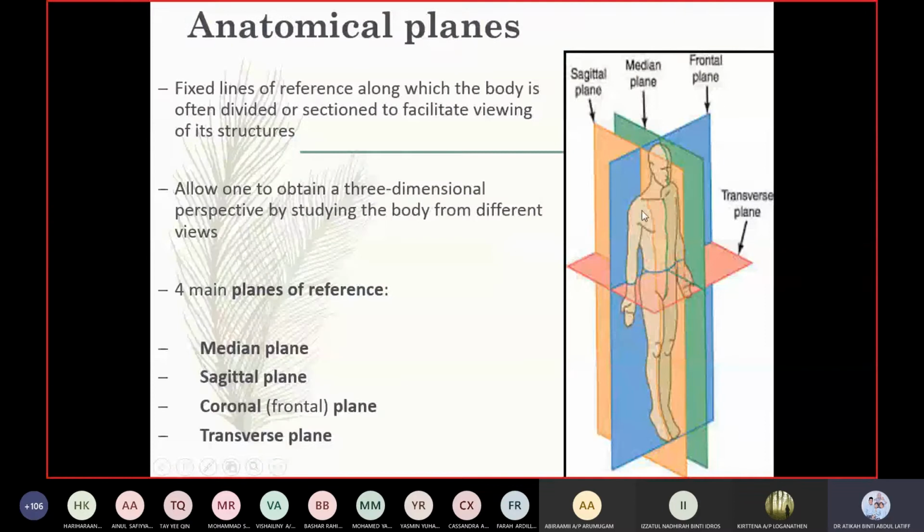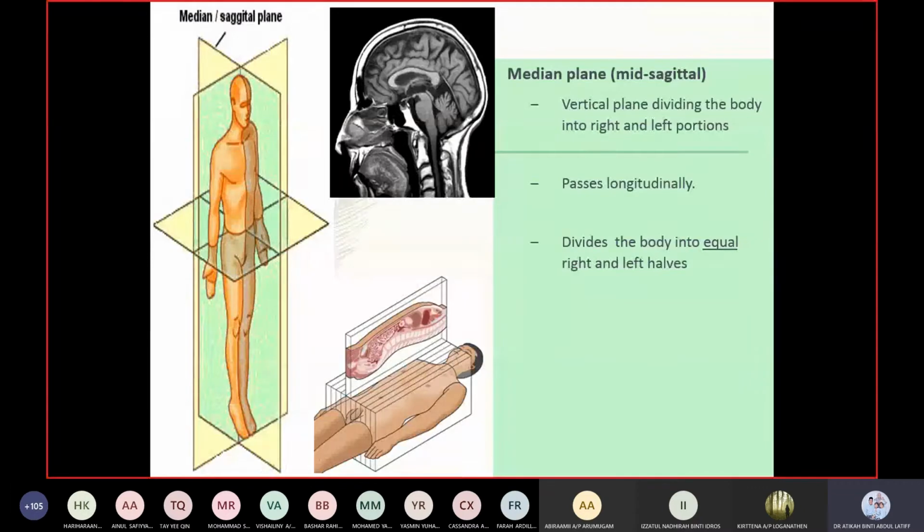Okay, so from the anatomical position, we can describe the planes of the human body. For example, if we do a CT scan, usually we can see the transverse plane of the human body or anatomy. Okay, so if you cut, there are 4 planes of reference: median, sagittal, frontal, and transverse plane. So if you see, this is how we do a cross section or cut in the human body to view structures from different angles. Okay, so what is a median plane or mid-sagittal plane?